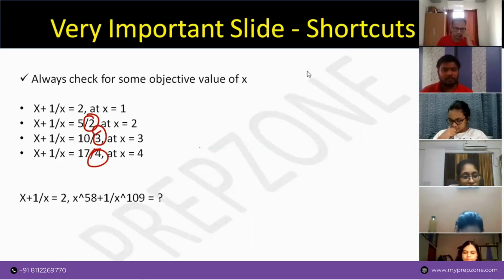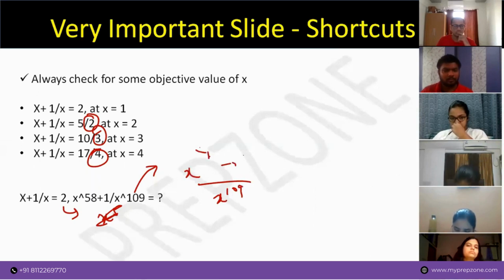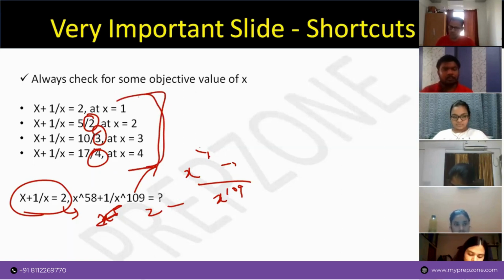But what people do, I'm telling you, even here 95% of the students will try to find out x to the power 58. They will solve it by taking the LCM, and then they'll say 109 plus 58 and plus this, and then they'll try to apply something. But is it needed? x plus 1 by x is 2, so x is 1, so the answer is 2 directly in 4 seconds, 5 seconds, right? So always remember these three, four values. You don't even need to remember them if you're fast or smart in visualizing the numbers.